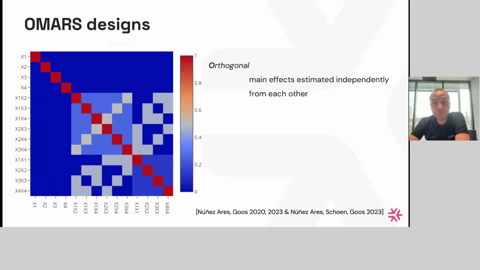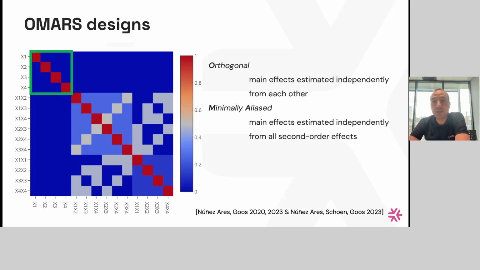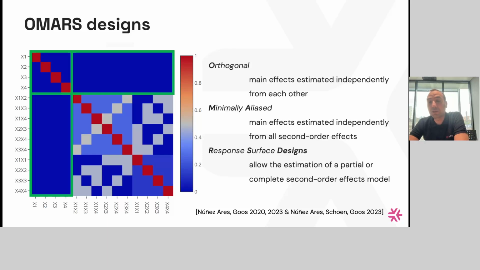So they are orthogonal: main effects can be estimated independently from each other. They are minimally aliased because main effects can be estimated independently from all second-order effects. And they are response surface designs because they allow the estimation of a partial or complete second-order effects model.